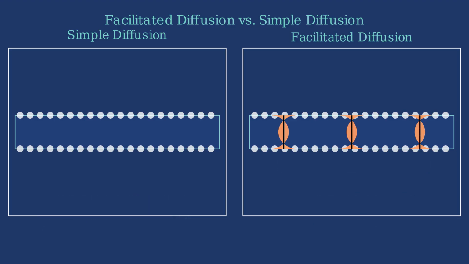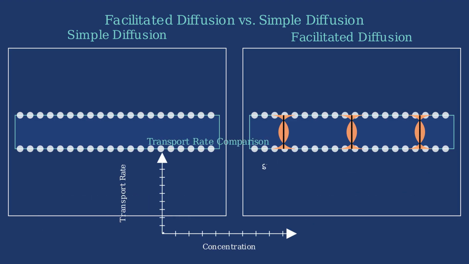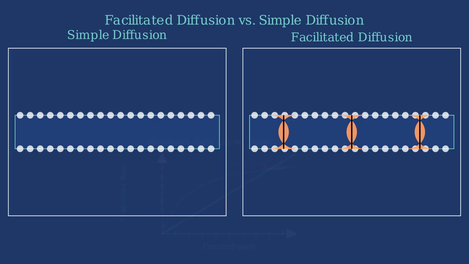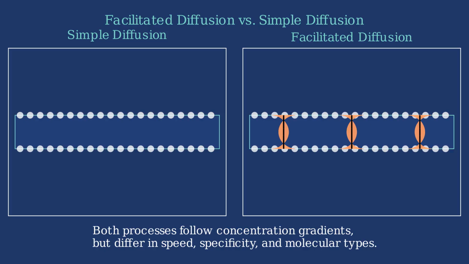When we compare their transport rates, simple diffusion shows a linear relationship with concentration, while facilitated diffusion demonstrates a saturation curve as transport proteins become fully occupied. To summarize, both types of diffusion move molecules from high to low concentration without energy input, but they differ in speed, specificity, and the types of molecules they transport.